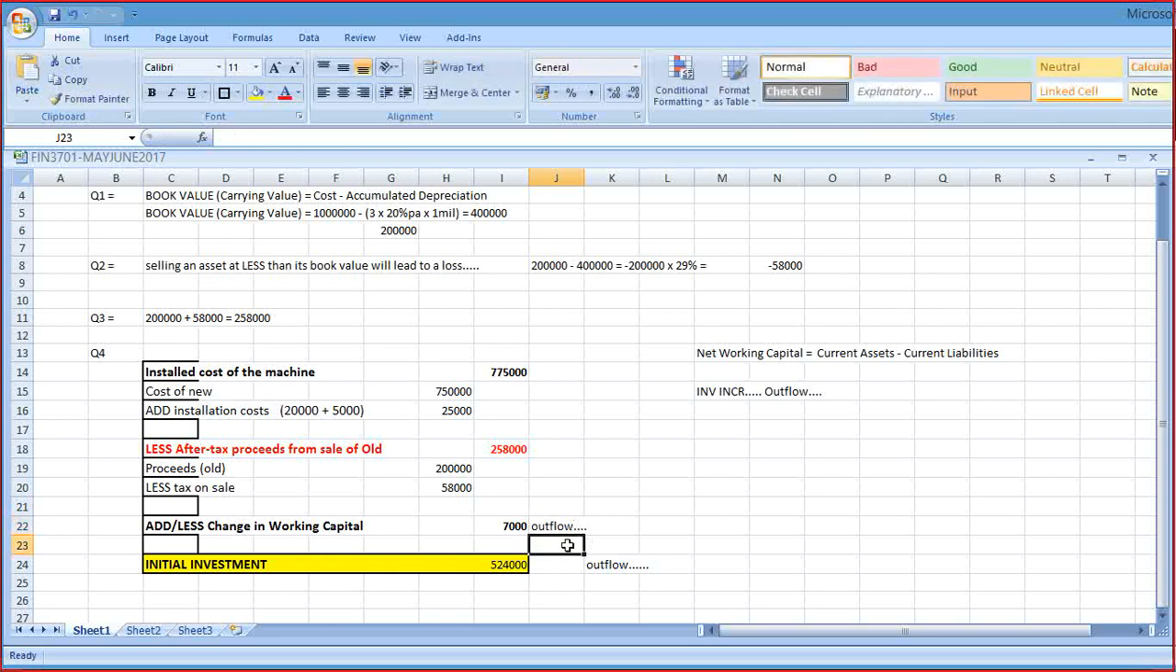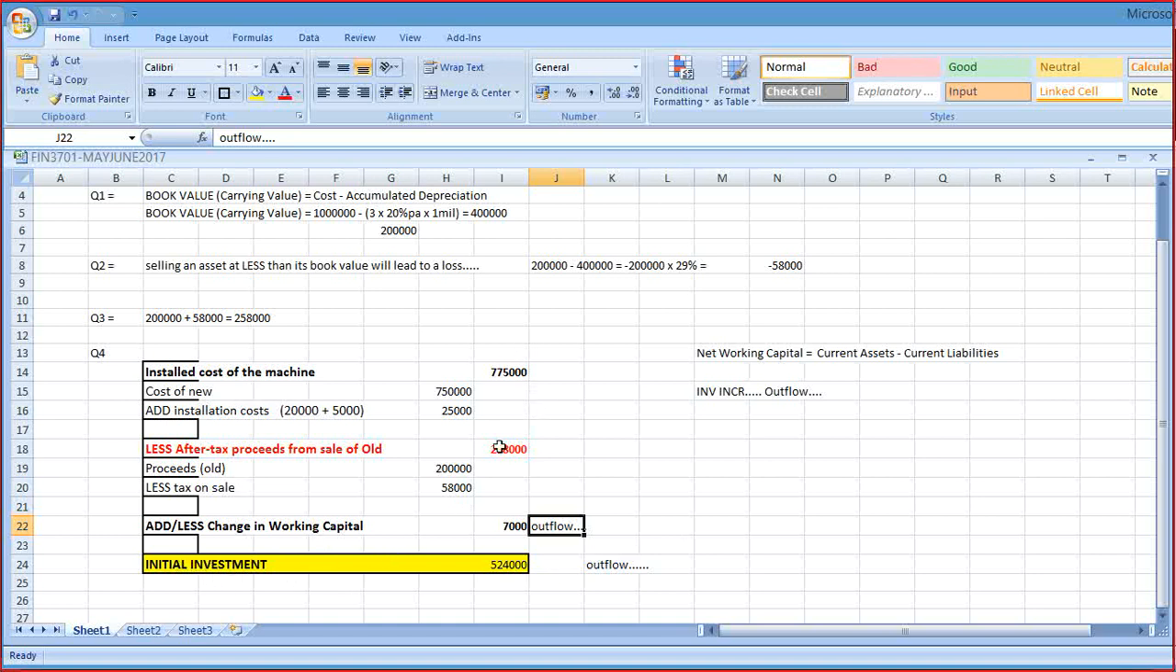Okay. See, that's what I'm trying to say. Why would it be an outflow? Why would you have added it though? Okay, so you would add that. But in terms of cash flow, where it says decrease, if it decreases the cash flow, you would actually add it to the less after-tax proceeds.